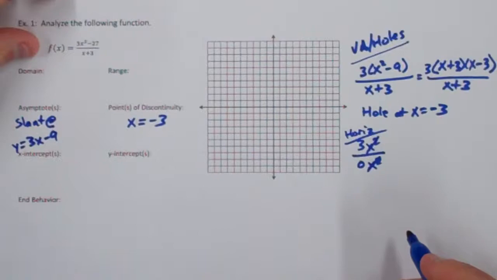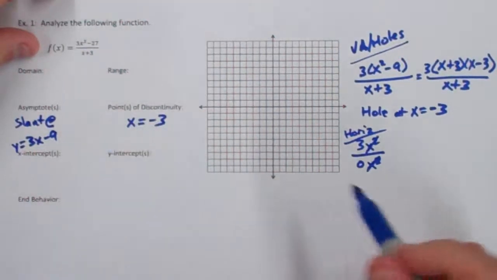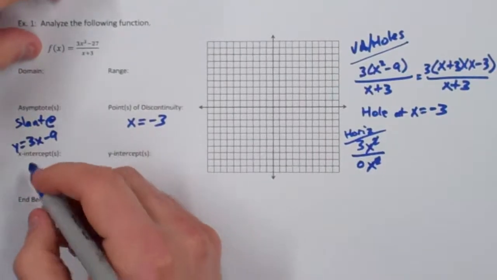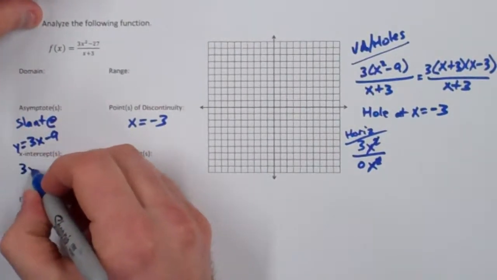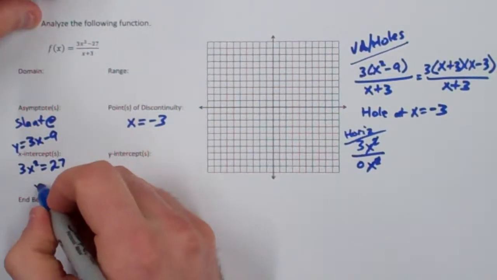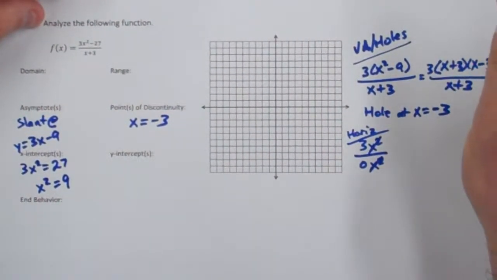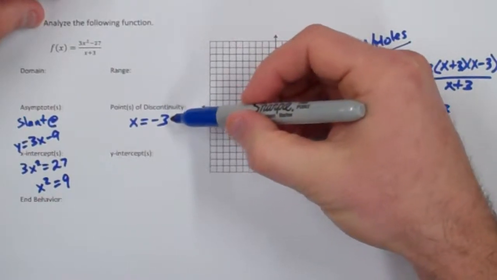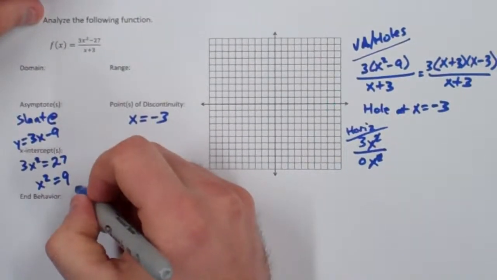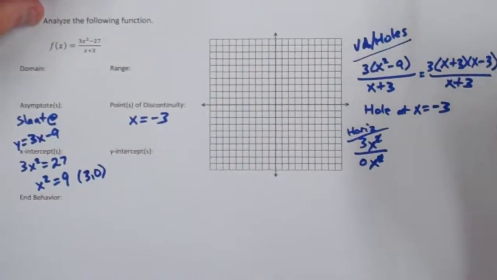The next thing we can do is find any x-intercept or y-intercept. So remember, to find an x-intercept, just set the numerator equal to 0. So for this one, we can do 3x squared is equal to 27 if we added 27 on each side. Divide by 3, we've got x squared to be 9, and x could be both positive and negative 3. Remember though, there's a point of discontinuity here at negative 3, so the only value that works here would be positive 3. So we could do 3 comma 0 as our x-intercept.